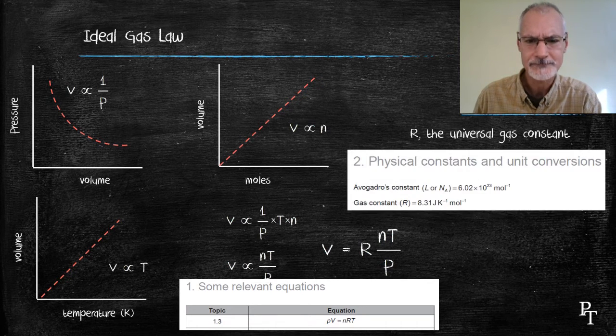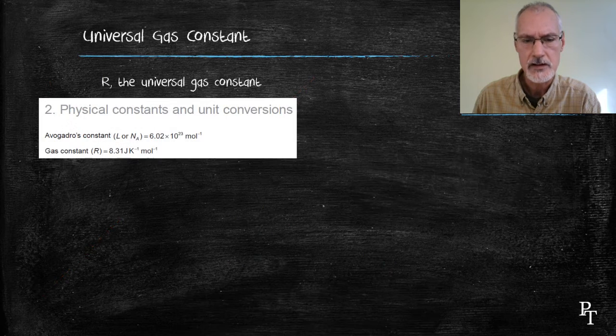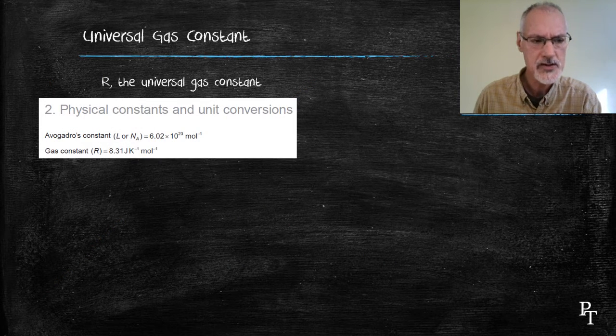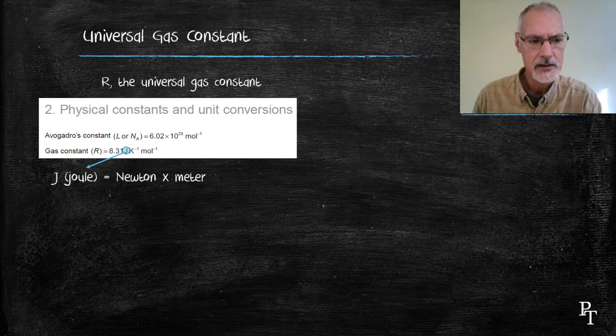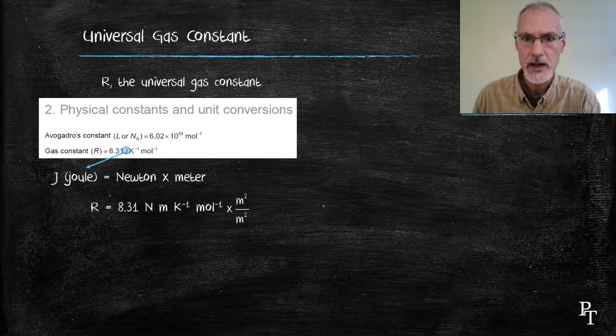Now a little bit about R. R is called the universal gas constant, and its value typically is 8.31 joules per Kelvin per mole, also in your IB data booklet. I want to look a little bit more carefully at the units here of R. As mentioned, it has the units of 8.31 joules per Kelvin per mole. Now the joule, for physicists out there, a joule is a Newton, a unit of force, times a meter. So I'm going to replace the joule with a Newton meter. I'm now going to multiply top and bottom by the same thing, by meters squared.